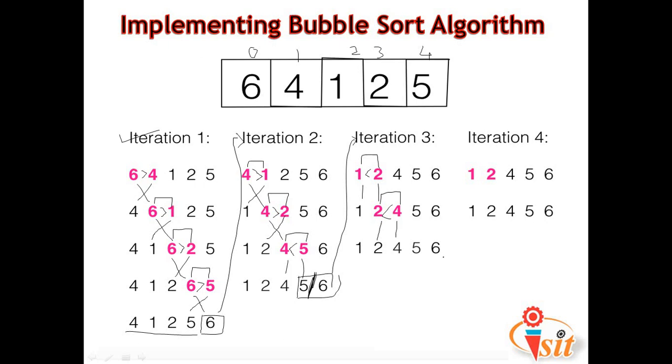Already 5 and 6 are swapped, like at their perfect position. Now we got one more, that is 4, 5 and 6. Now the remaining elements are 1 and 2. Now it will come to the fourth iteration.